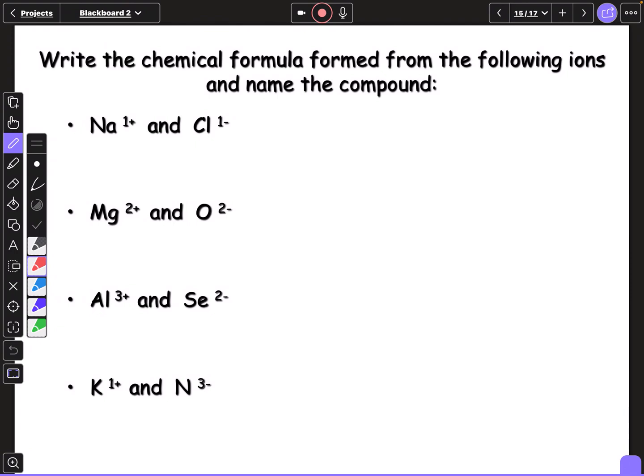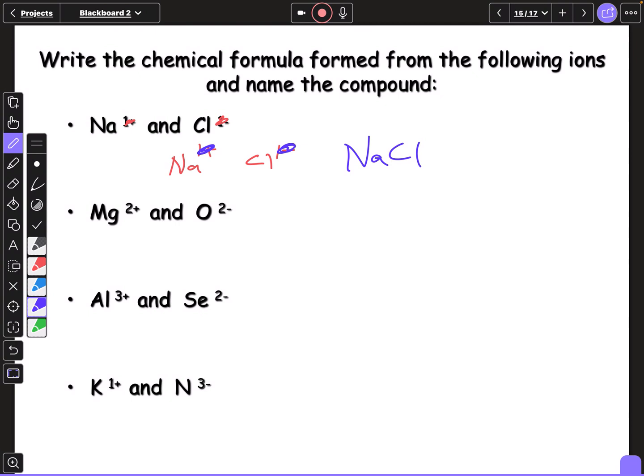So if you were just starting and pretend like you didn't even know these, just that sodium and chlorine were reacting, then I would look up on my periodic table. I'd say that sodium is a 1 plus, chlorine is a 1 minus. If these add up to equal 0, then I can just mark them out and write the formula. This would become NaCl. That's the formula.